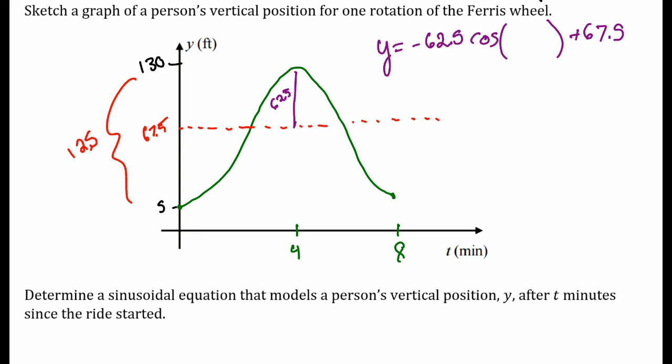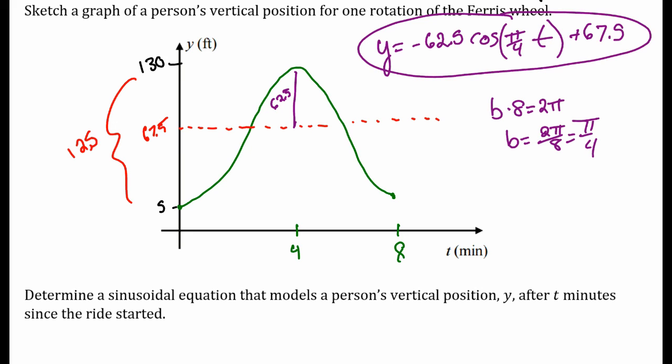How do I find my b value? I know the period equals 8, so b times 8 equals 2 pi. Divide both sides by 8, b equals 2 pi over 8, which is better known as pi over 4. So the b value is pi over 4. I'm not going to put x, I'm going to put t, because that's the variable they used. This equation here models this sinusoidal relationship. It models the person's height.